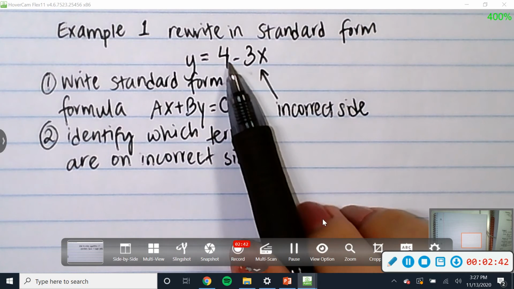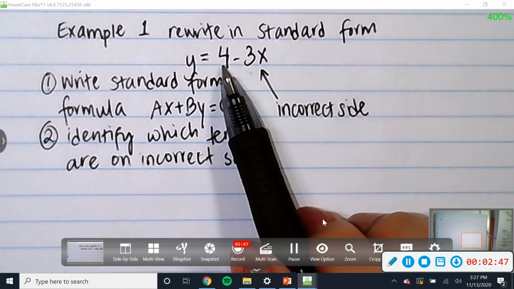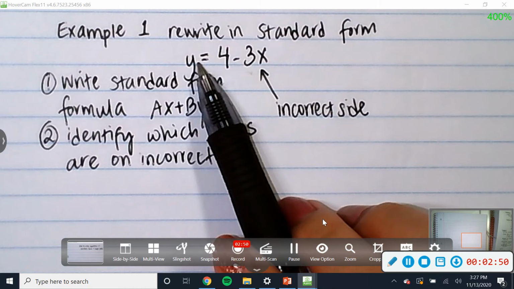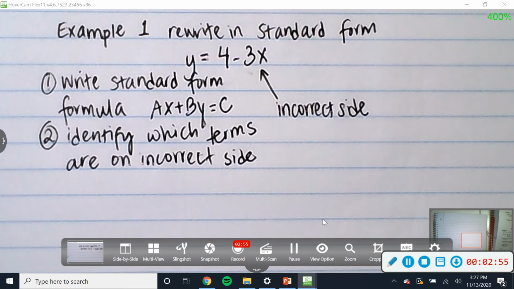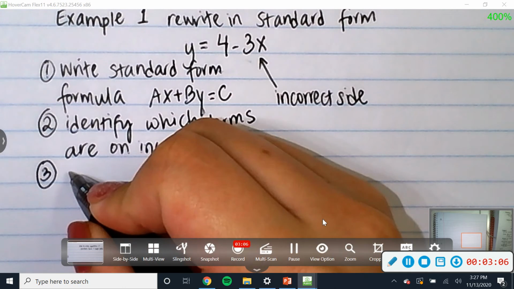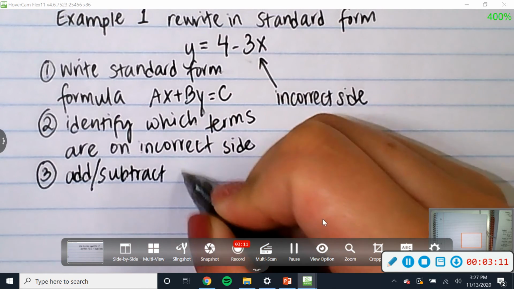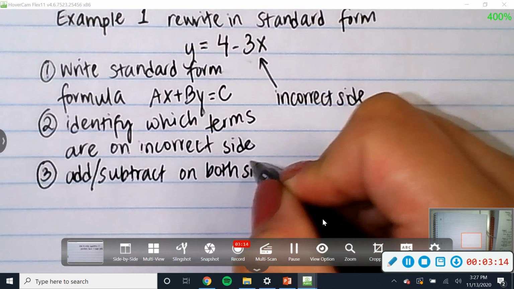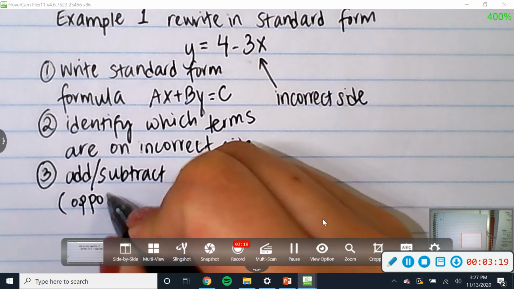The 4 is okay where it's at because our numbers, our c values, are supposed to be on this side. And the y is also okay where it's at because y values are supposed to be on the left side of my equal sign. So the only thing that's not in the correct spot is this minus 3x. Once we have identified what is not where it's supposed to be, we will do the opposite operation. We'll use addition or subtraction to rewrite the equation. So we want to add or subtract on both sides, using the opposite operation.